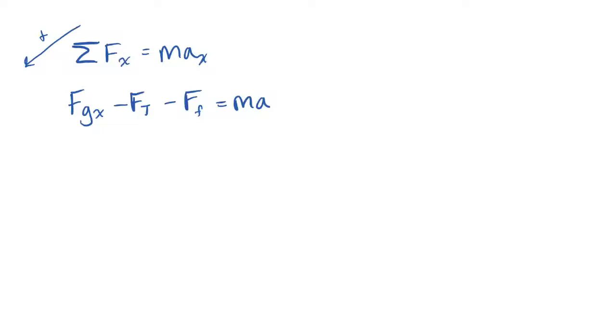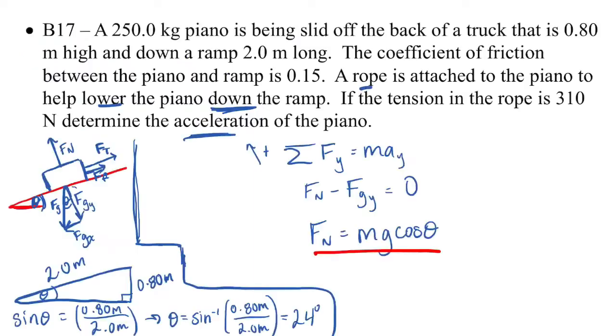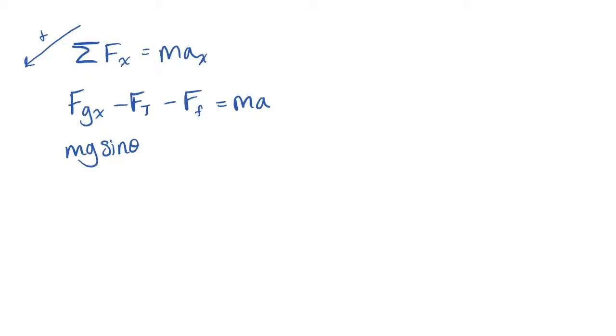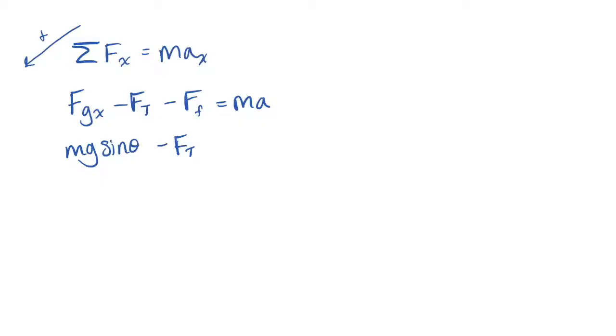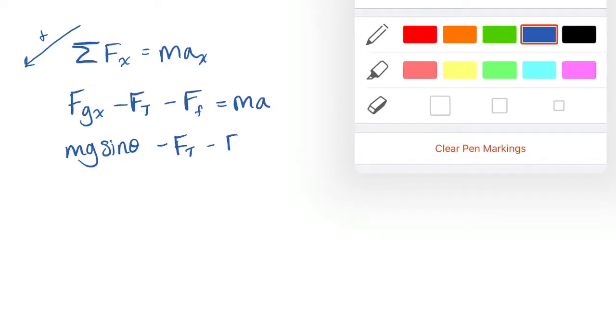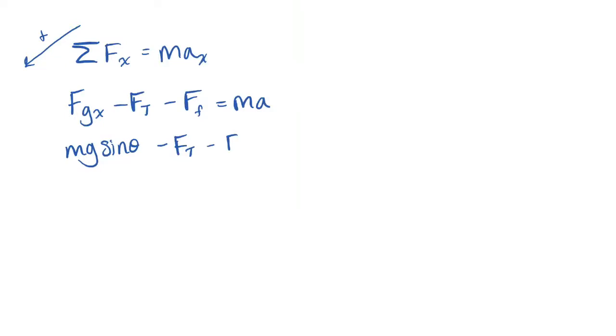Okay, so again, kind of just keep breaking stuff down until you can't. We know force of gravity in the x direction is mg sine theta because, of course, this is opposite of the angle. Minus the force of tension, which I believe we're given. Let's double check. Rope is attached to help lower it down the ramp. The tension of the rope is 310 newtons. Okay, so we're given that. Good. Force of friction we know is mu Fn.